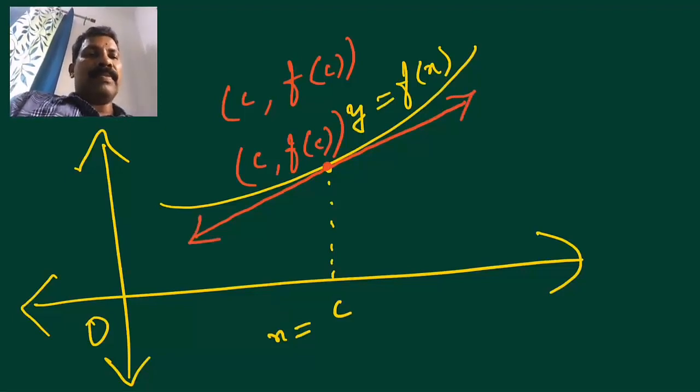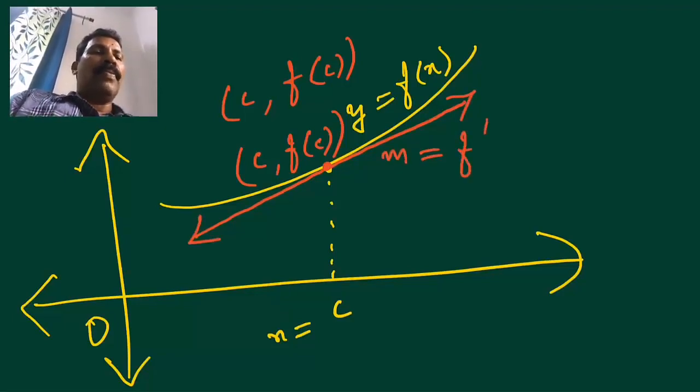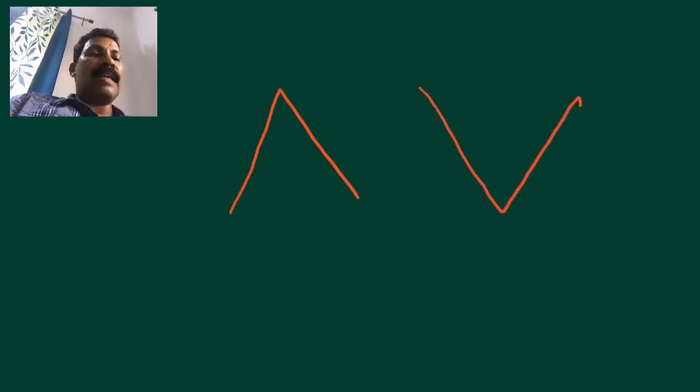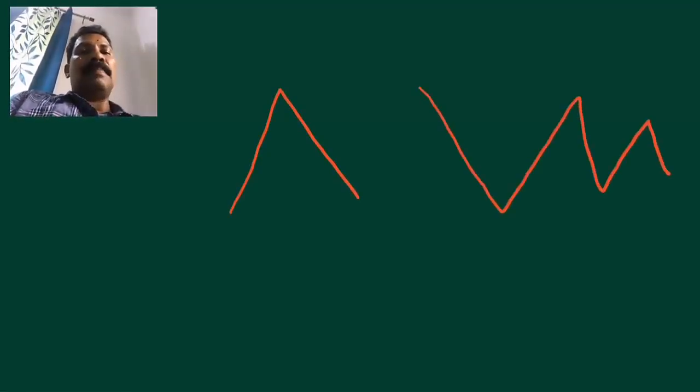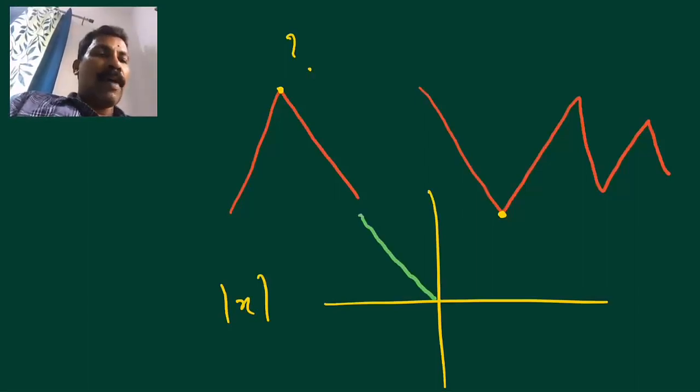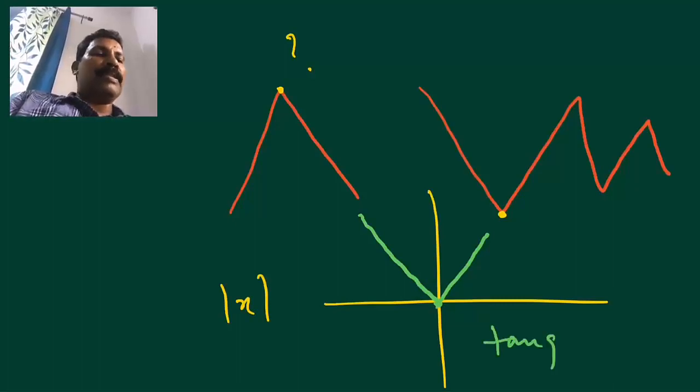Then if we draw the tangent, the slope of this tangent will be the derivative f dash c, that we know. And we can now see that when the curve is having a sharp bending like this, then at that point we cannot have a tangent. That's a problem. So here, the modulus function graph is somewhat like this. That is, the graph of the modulus function is having a sharp bending like this. When there is a sharp bending, at that point we cannot speak of a tangent.